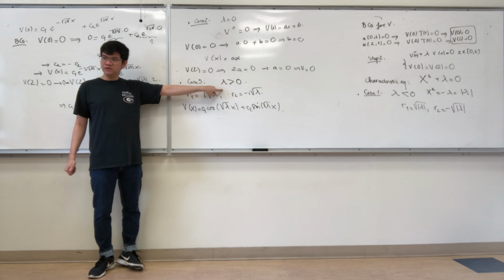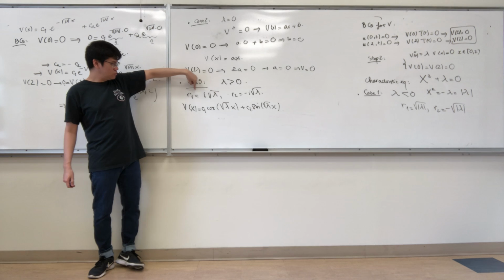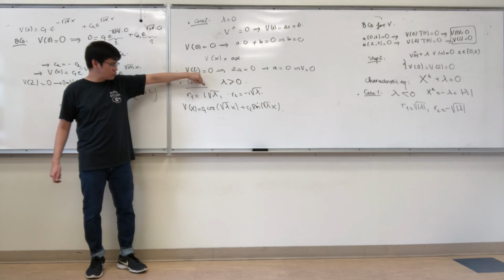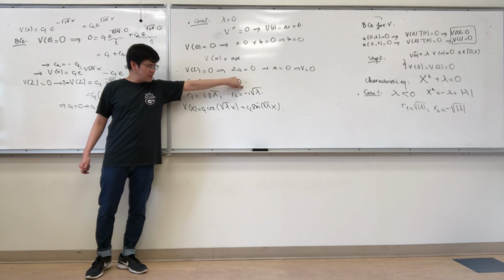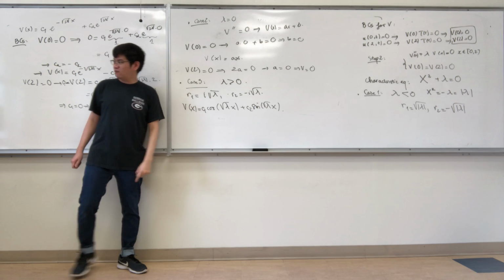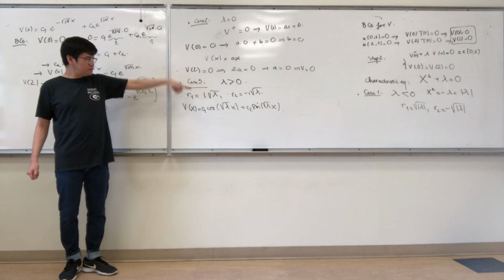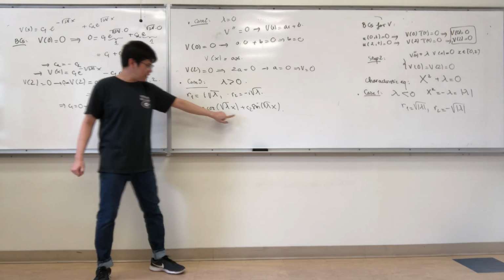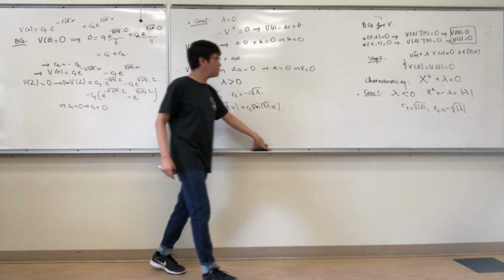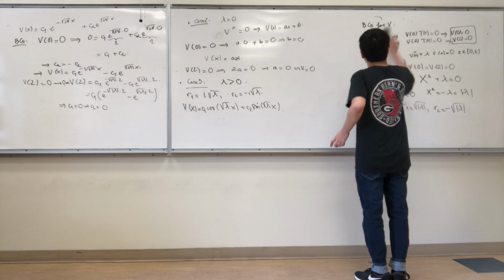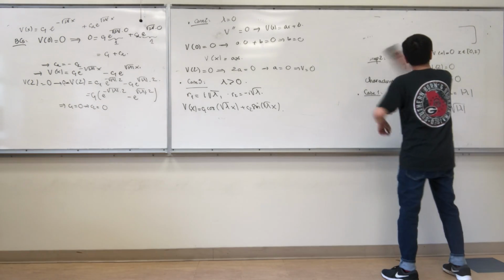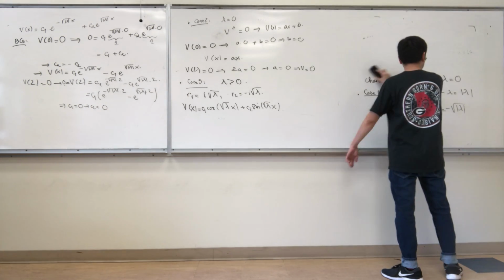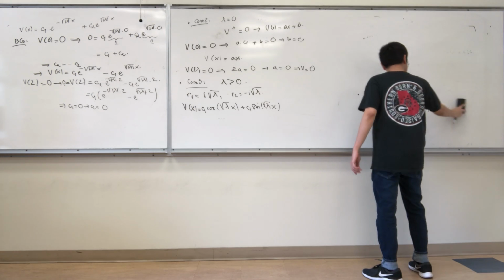The last case is when lambda is positive. When lambda is positive, you find two roots. The first is i square root of lambda. The second is minus i square root of lambda. Right? Then you solve this and you find v of x is C1 cosinus of square root of lambda x plus C2 sinus of square root of lambda x. Alright?